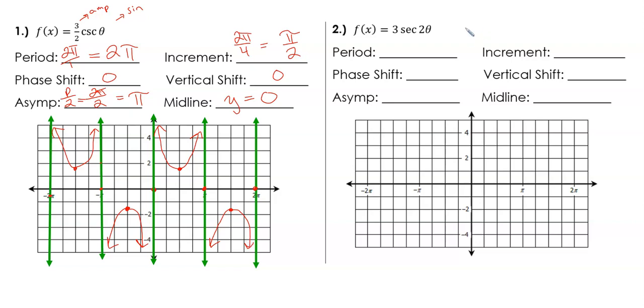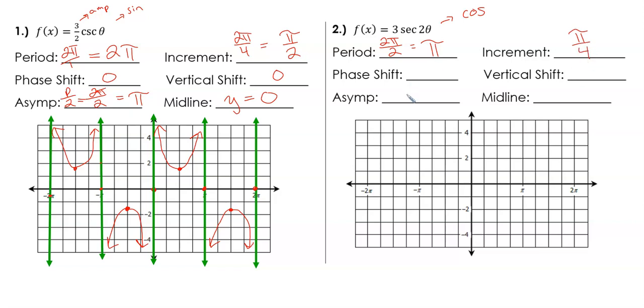Okay? So then let's look at the next one here. I have 3 times the secant of 2 theta. So remember, secant is the reciprocal of our cosine. All right. So our period is always 2 pi divided by b. My b value here is 2. So my period is pi. My increment is going to be now every pi over 4.